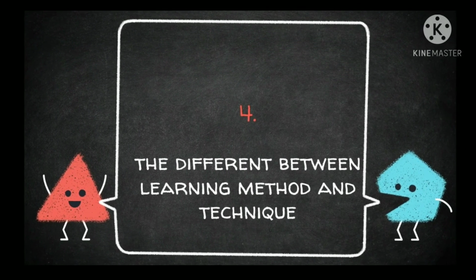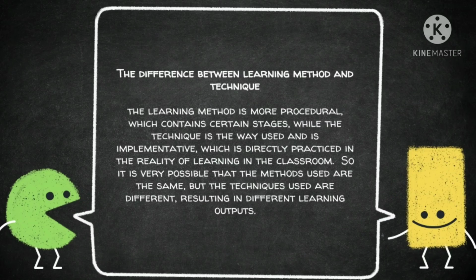The difference between learning method and technique. The learning method is more procedural, which contains certain stages, while the technique is the way used and is implementative, which is directly practiced in the reality of learning in the classroom. So it is very possible that the methods used are the same but the techniques used are different, resulting in different learning outputs. So, a learning method is a method that is actually taken and implemented to achieve the learning target.